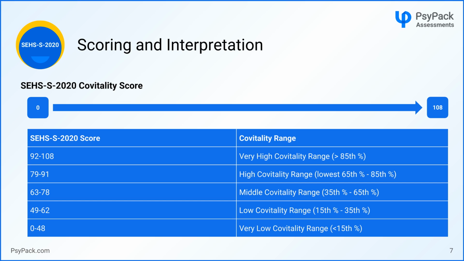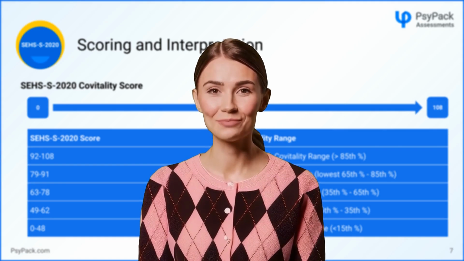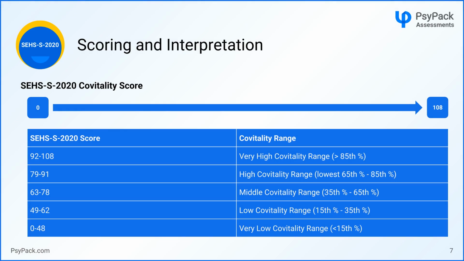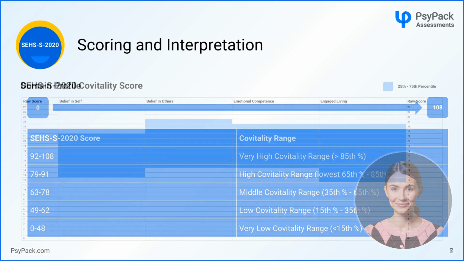Once the total co-vitality score is calculated, it can be interpreted using established norms. This score, which ranges from 0 to 108, is converted into a percentile range. This allows you to see how a student's social-emotional health compares to that of their peers. For instance, a score between 92 and 108 falls into the very high co-vitality range, which is above the 85th percentile. These ranges help contextualize the raw score, making it much more meaningful for interpretation and planning.